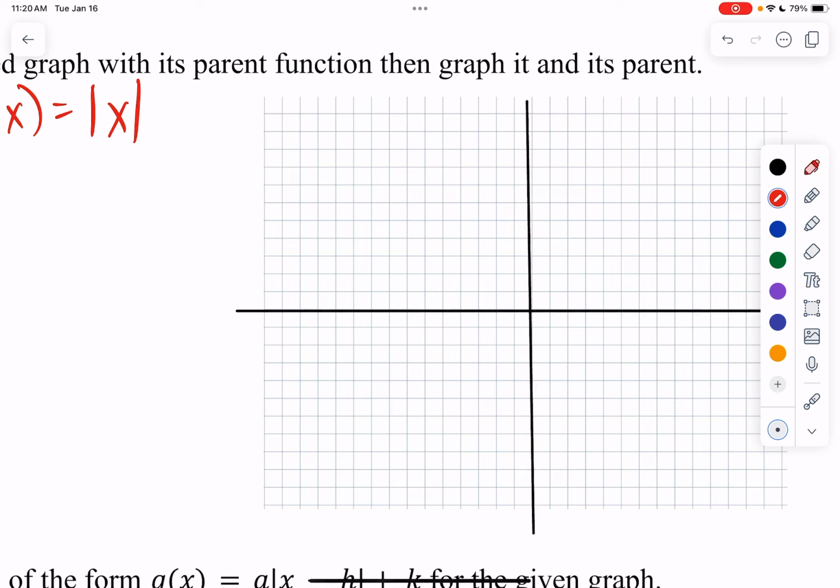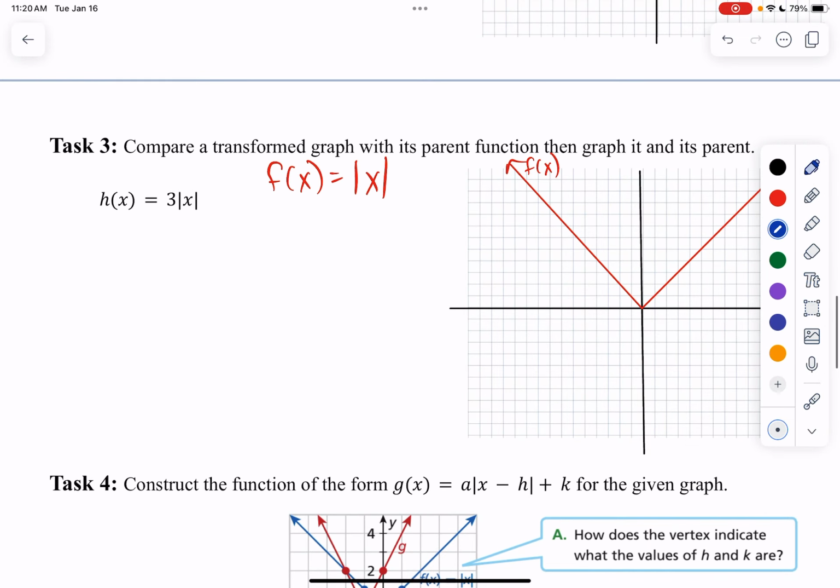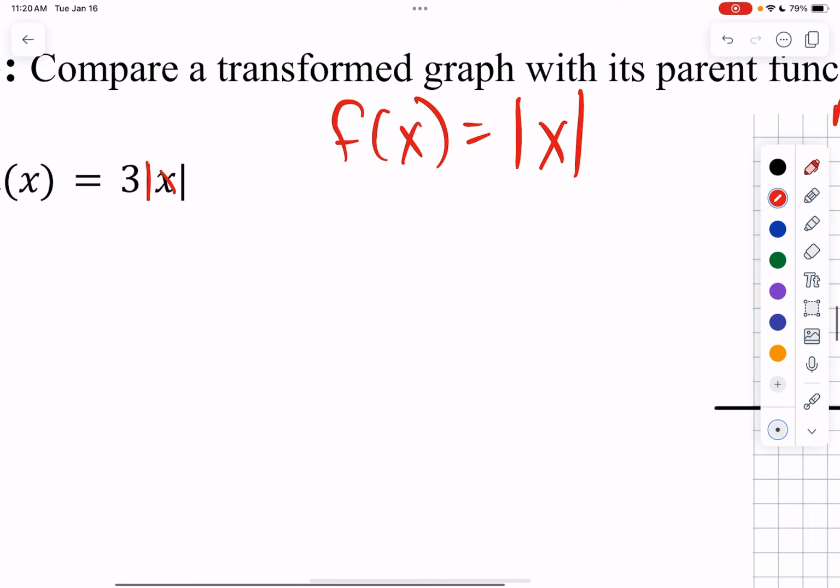There we go. Okay, let's grab that parent in. It goes like that. And it goes like that. There's my parent, f of x. Now we look at this new graph and we figure out what's going on with this new graph. What's different? My parent is still there. There's my absolute value of x.